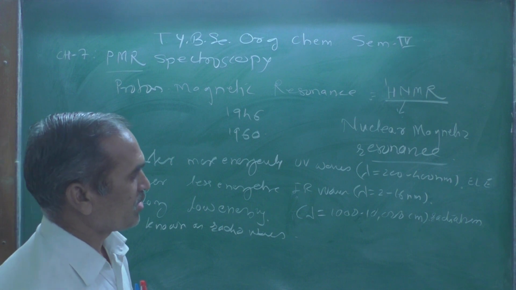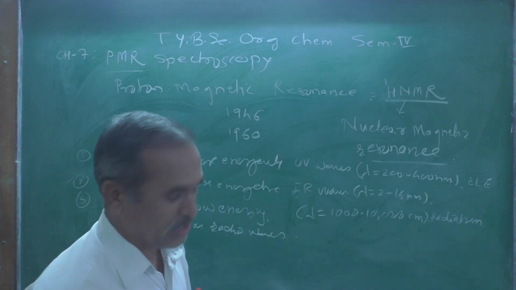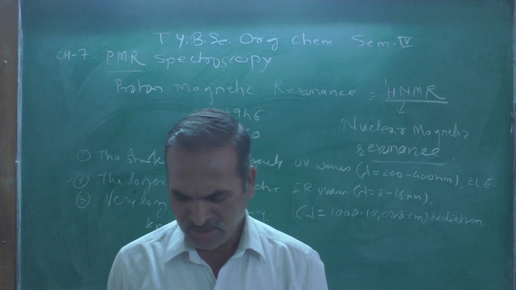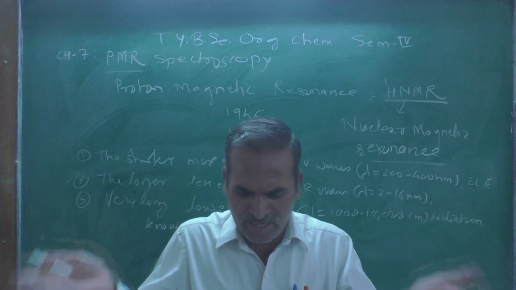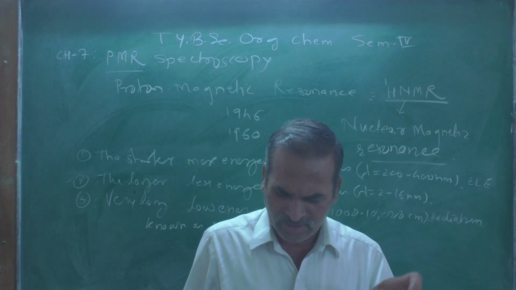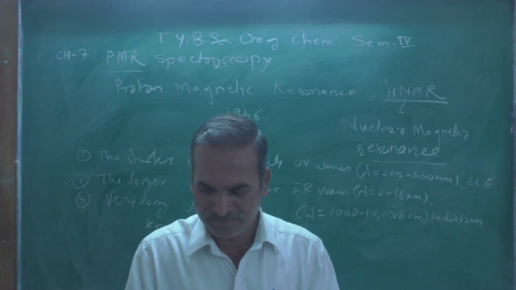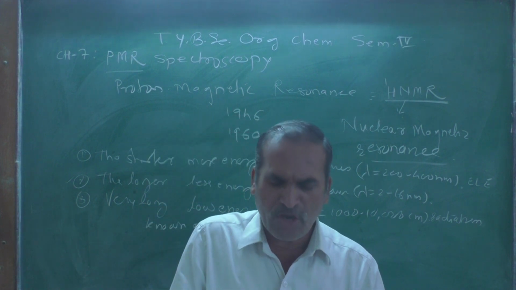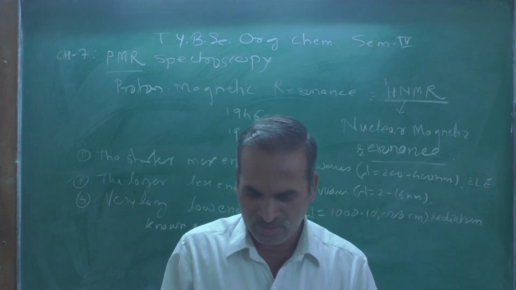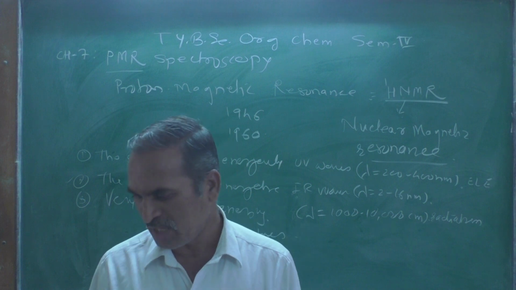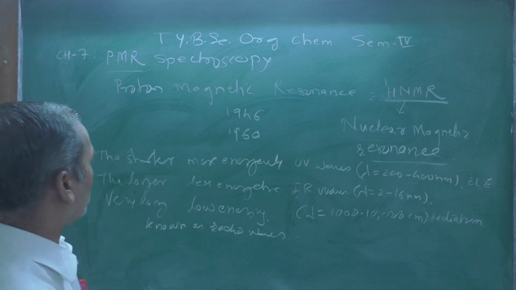Lambda is 1,000 to 10,000 centimeter, radiation known as radio waves, and the proton is excited to a higher energy level, and the absorption spectrum so obtained can give a lot of valuable information about the structure of the molecule. And that is, I think, enough introduction regarding proton magnetic resonance.